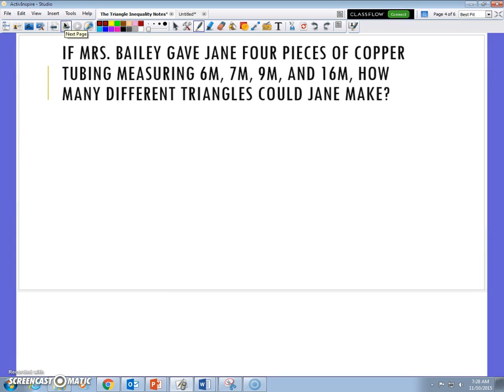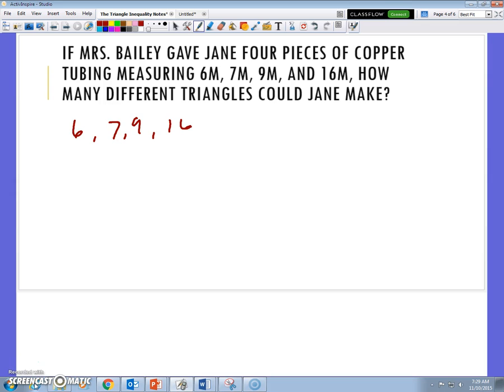Okay, now the fun stuff. If Mrs. Bailey gave Jane 4 pieces of copper tubing measuring 6, 7, 9, and 16 meters, how many different triangles could Jane make? Well, let's take a look here. What we need to do is come up with all the different combinations of triangles. So we could do, oh, this is going to be tricky.